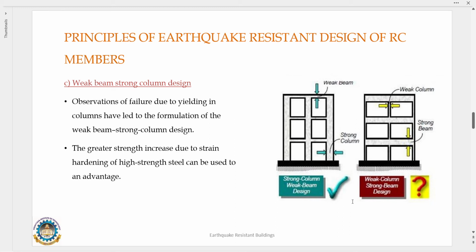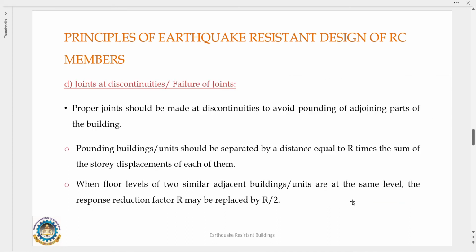Then for the third principle, we must always ensure that it follows a weak beam and strong column design concept. As you can see on the left side of the picture, the concept of weak beam and strong column is followed rather than weak column and strong beam. Otherwise, the structure won't be safe.